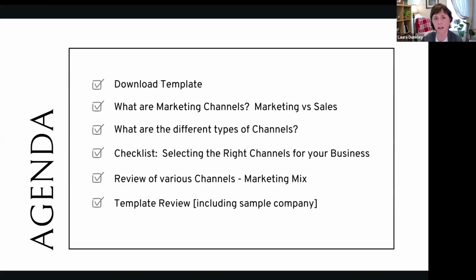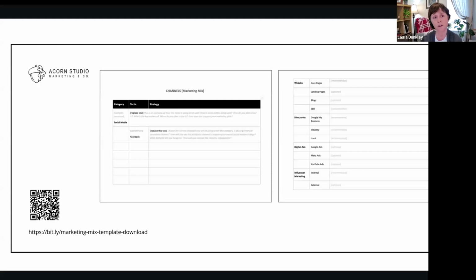Today's session, this is it. We're going to give you the link to download what marketing channels are, what's the difference between marketing and sales, and different types of channels. We're going to go through a checklist of how you can figure out what the right channels are for your business. And we're going to review various channels and types of marketing mix and discuss where and how they would fit. And then at the very end too, we will go over the template that you will see here, and included as part of that is the Garden Grows demo company that you have seen so frequently.